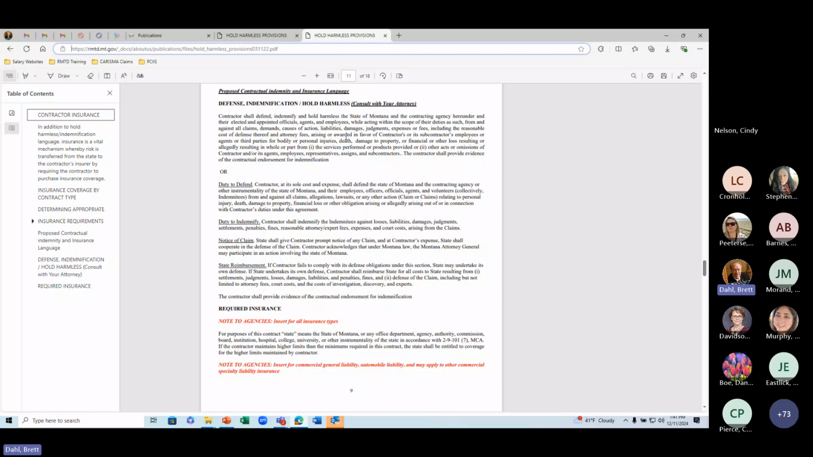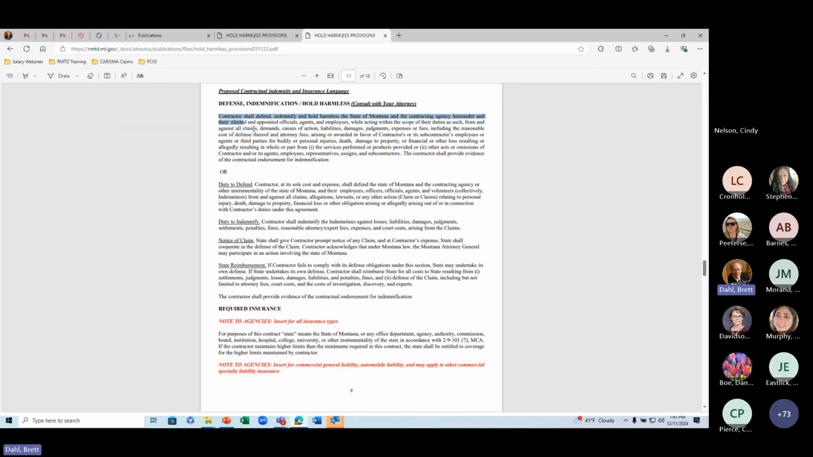But this proposed contractual and indemnity agreement on page 9 was developed by some of the attorneys in the group. And there's kind of a couple different ways to look at it. But if you notice, the contractor shall defend and indemnify and hold harmless. That's pretty common. Against any and all claims, causes of action, liabilities, damages, including attorney's fees arising in favor of the contractors or subcontractors, allegedly arising in whole or in part. That means if they're partially negligent or we're partially negligent, we're asking that their insurance pick up the tab and that the contractor provide evidence of the contractual endorsement.